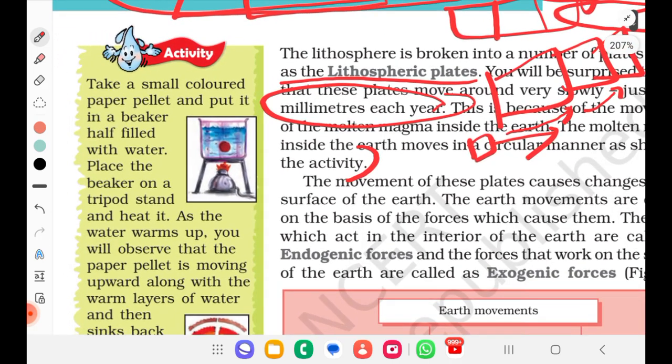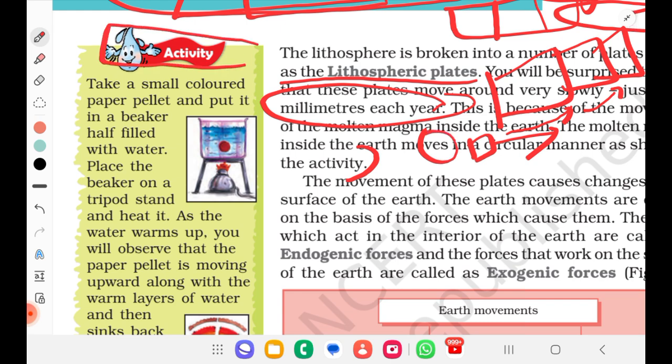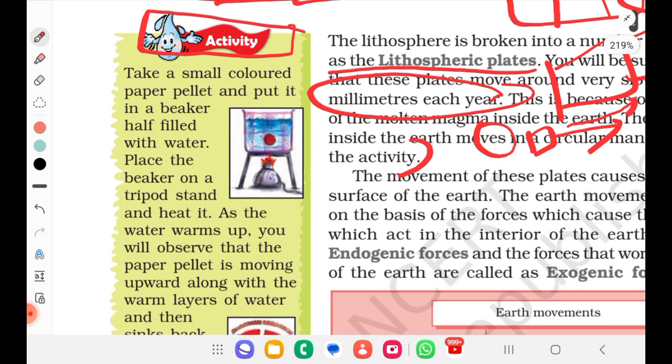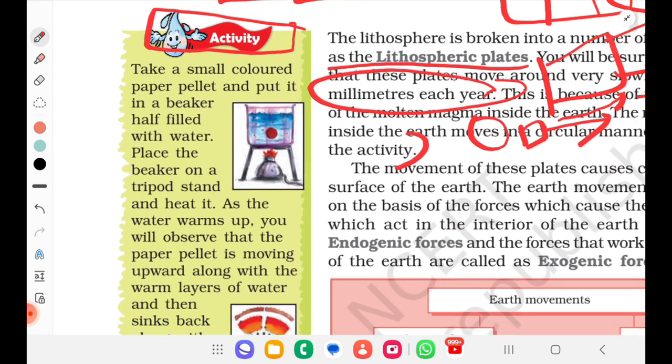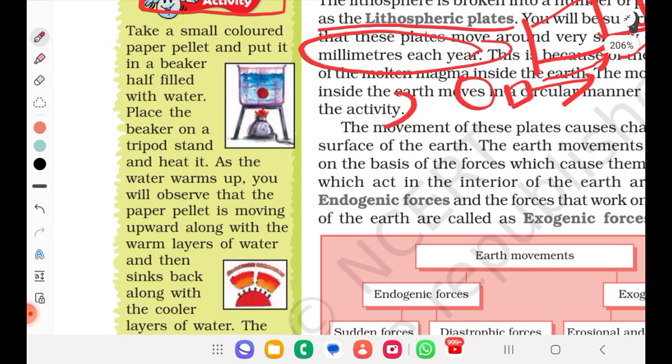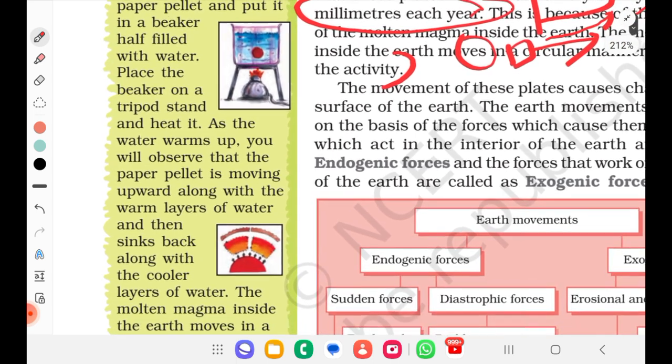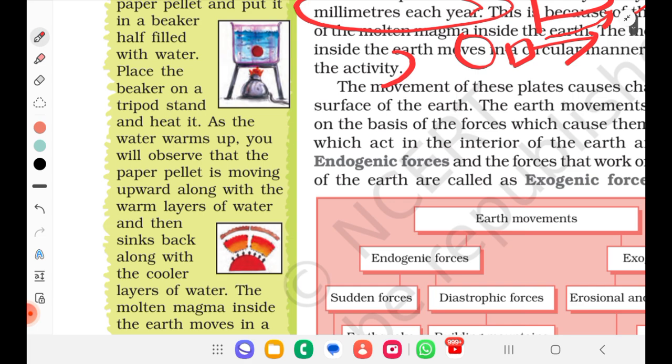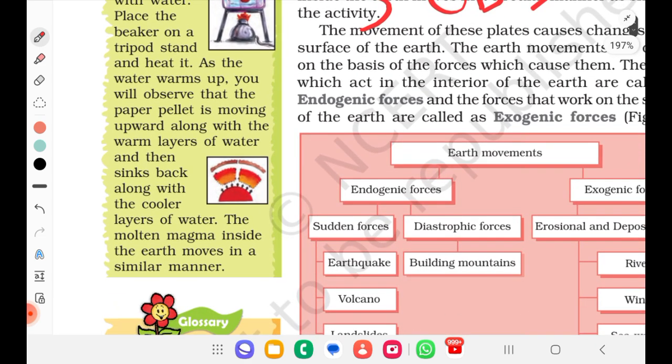So they told how it is moving, and why it is moving circularly will be explained here. According to this activity, take a small colored paper pellet and put it in a beaker half filled with water. Place the beaker on a tripod stand and heat it. As the water warms up, you will observe that the paper pellet moves upward along with the warm layer of water and then sinks back along with the cooler layer of water. The molten magma inside the earth moves in a similar manner.